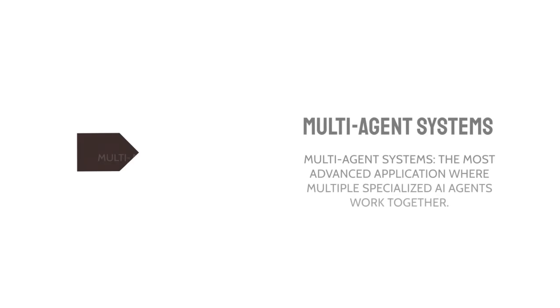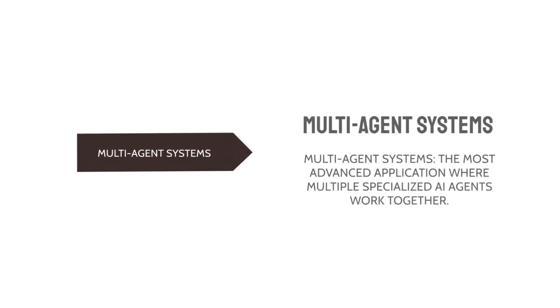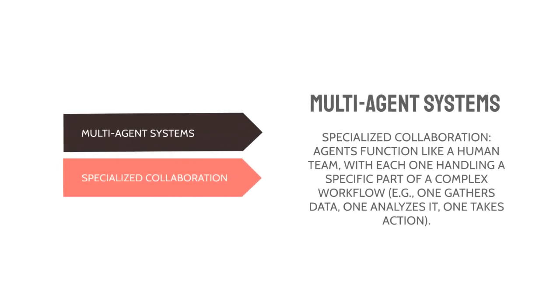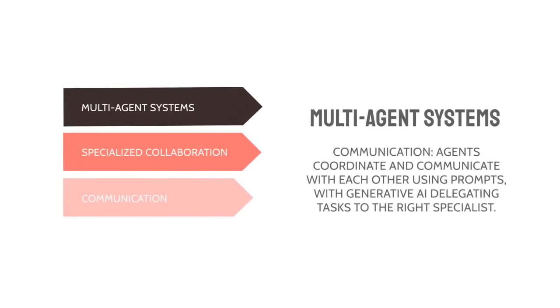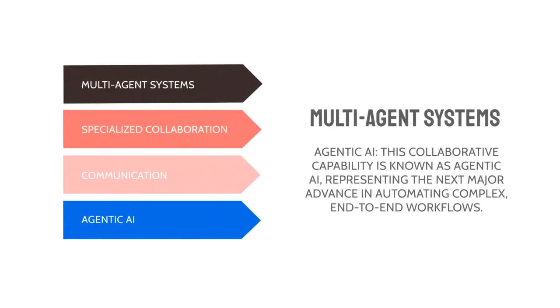Multi-agent systems. The true power of this technology comes when agents work together in multi-agent systems. This is where multiple specialized agents collaborate, much like a human team on a complex project. For example, one agent might gather data, another might analyze it, and a third might take action. They communicate using prompts, with generative AI intelligently determining the required steps and delegating the task to the right specialist agent. This development, known as agentic AI, is the next major advance in using technology to automate complex workflows.